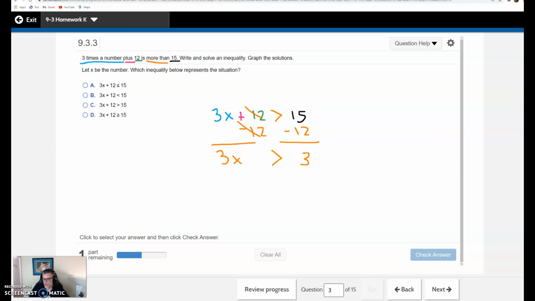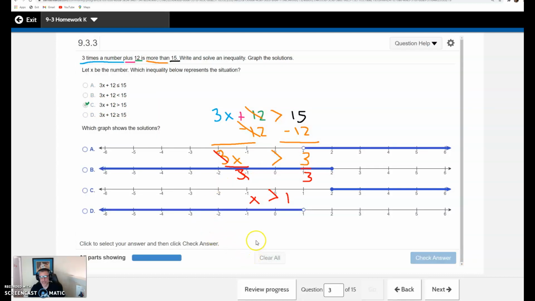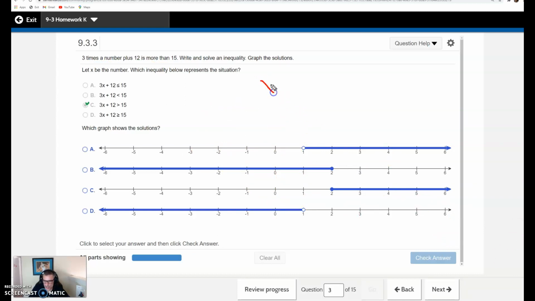3x is greater than 3. Since we're multiplying by 3, let's divide both sides by 3. If I multiply and divide by the same number, they cancel, and I get x is greater. 3 divided by 3 is 1. I went too far. 3x plus 12 is greater than 15. So let's find it. There it is. So the solution is x is greater than 1. So I'm going to delete this. I'll rewrite x is greater than 1 up here. So we're looking for the graph that shows x is greater than 1.